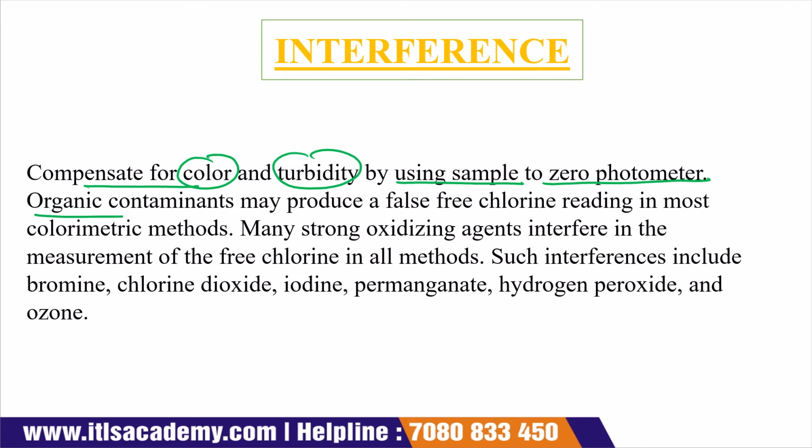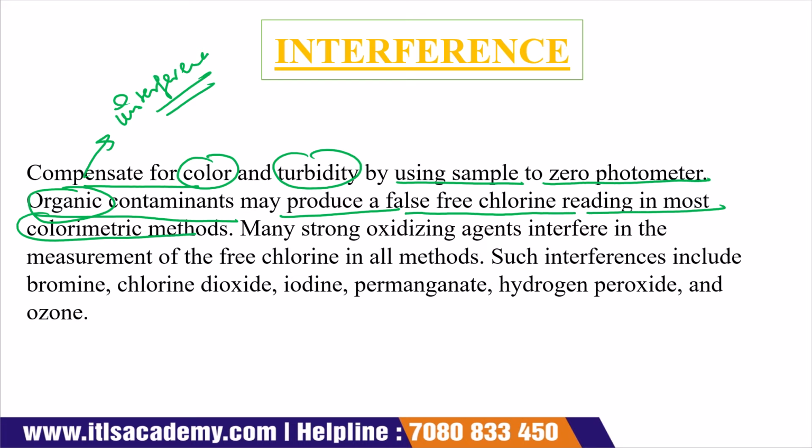Now there are organic contaminants. These organics act as an interference. Contaminant means that which is harmful for the experiment. They may produce a false free chlorine reading in most of the colorimetric methods. So if organic matter is there, then it may cause a false free chlorine reading when we take a reading from a colorimetric method.